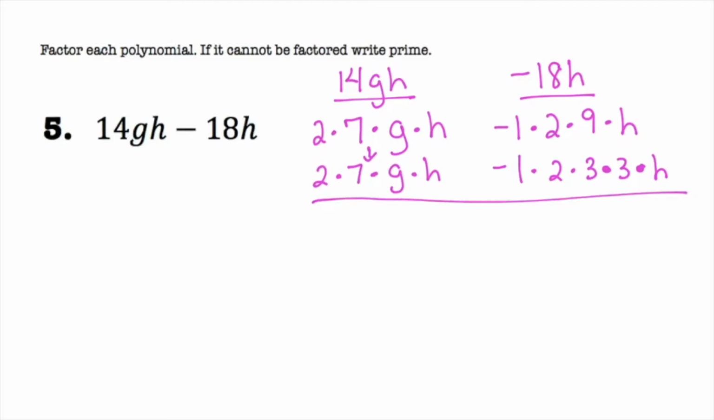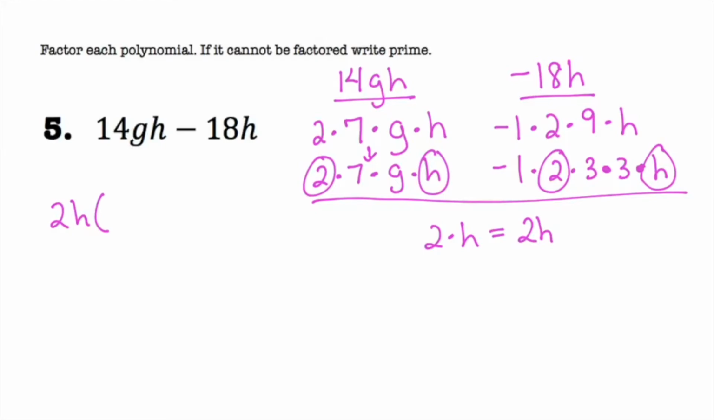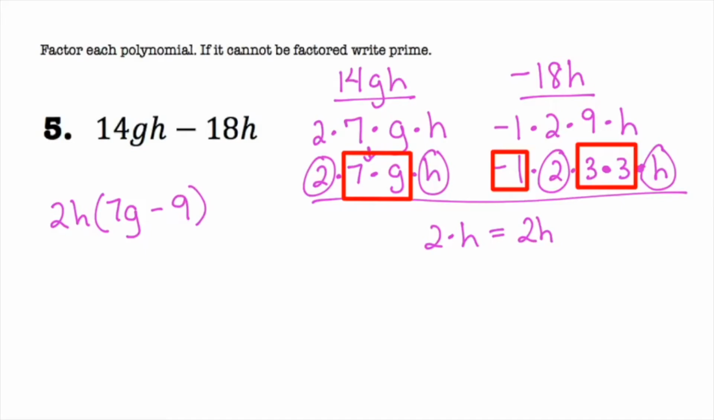So then we find out what matches on each side. They both have a 2 and they both have an h. So you multiply those back together and get 2h. So that's our GCF. And what's left behind that we didn't circle is what's left inside our parentheses. So we have 7 times g, which is 7g on the left-hand side. And we have -1 times 3, which is -9.